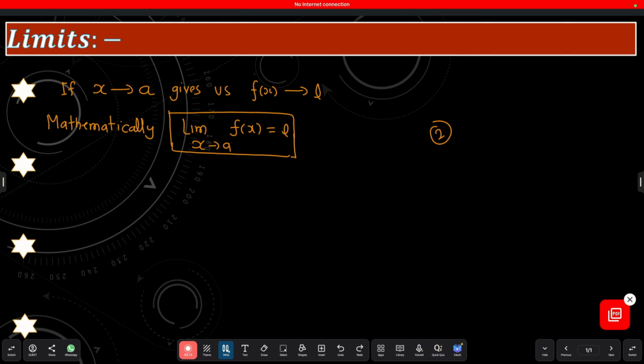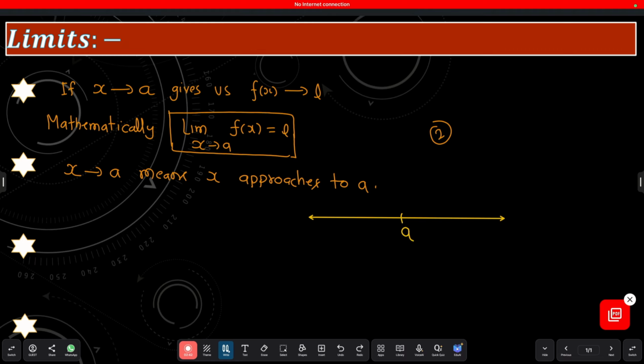Okay, then here x tends to A means x approaches A. Now suppose this is a number line, and here take this element A. I have said x tends to A means x arrow A. How to read? X tending towards A, or we can say x approaching A.